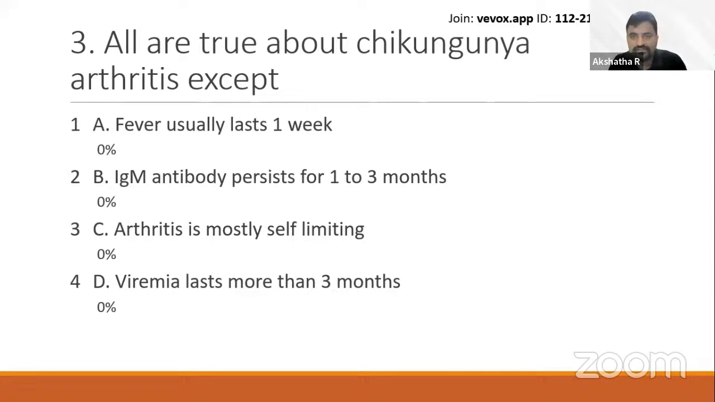Coming to the next question, I request all of you to take up this poll. All are true about chikungunya arthritis except: fever usually lasts for 1 week, IgM antibody persists for 1 to 3 months, arthritis is mostly self-limiting, viremia lasts more than 3 months.